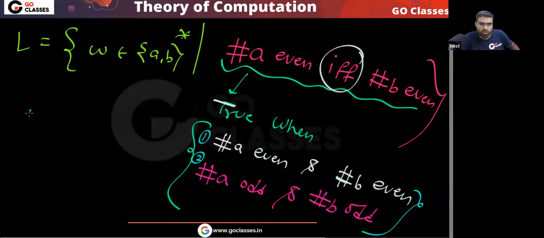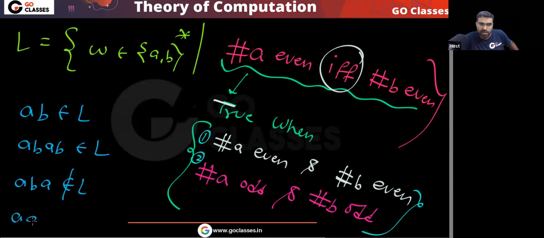So this type of strings you have. For example, AB will belong to L. ABA will not belong to L. AAB will not belong to L. So I hope this point is clear.